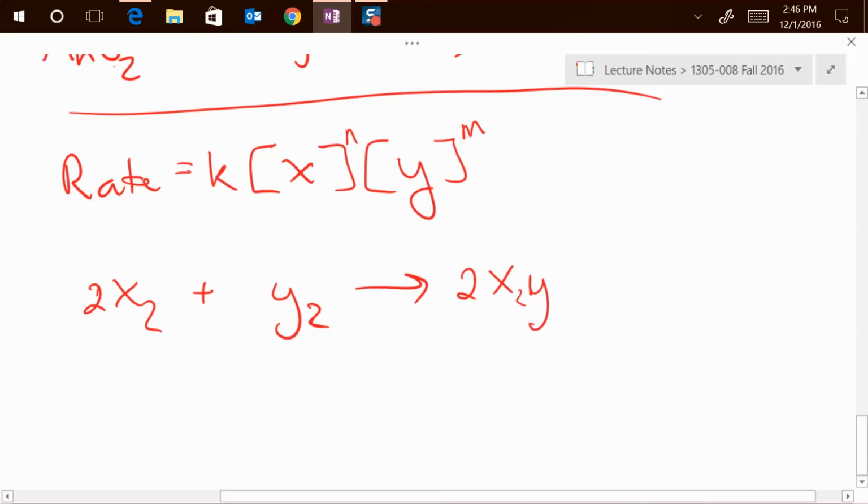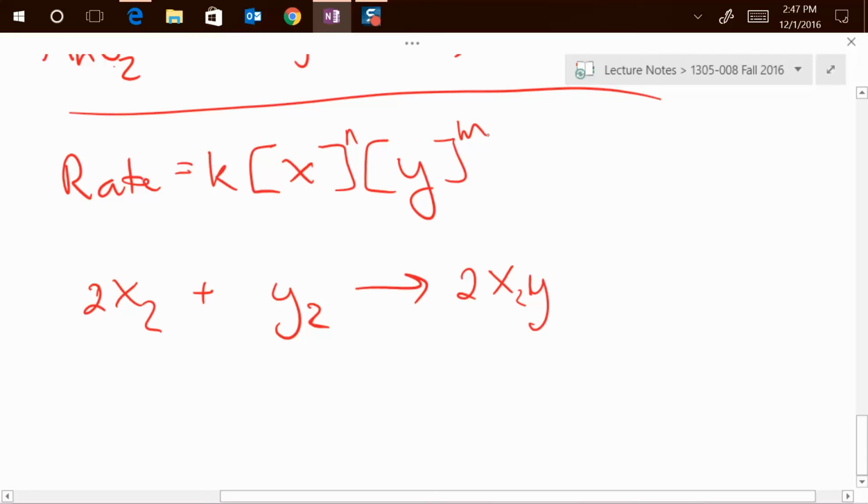I don't know what those orders are because they didn't tell me. They have to tell me. If they tell me Y is third order, then I can put a 3 here and cube it. But if they don't tell me, then I leave it alone. You simply have to identify the correct rate expression.